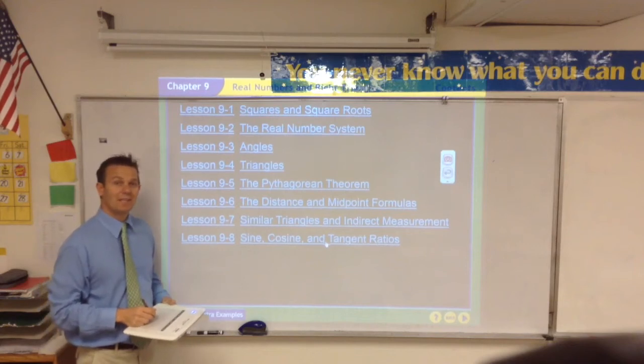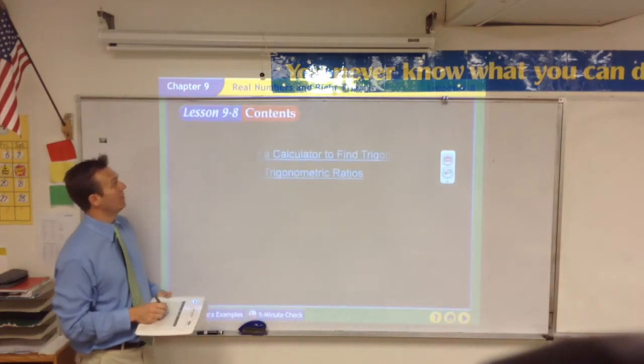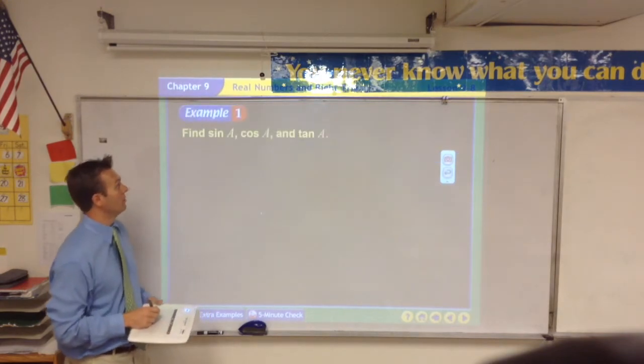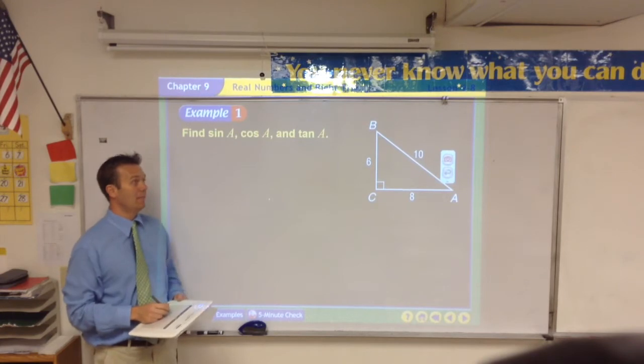So today's lesson is lesson 9-8, sine, cosine, and tangent ratios. This is basically getting into trigonometry now. Alright, so first thing we're going to do is find trigonometric ratios. So it says find the sine of A, cos of A, and tan of A.